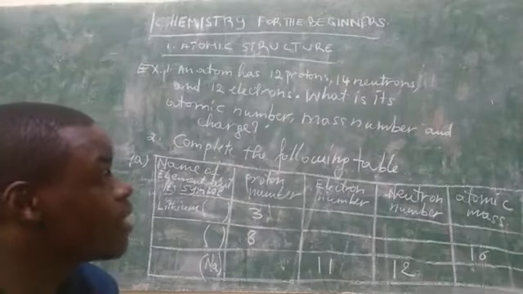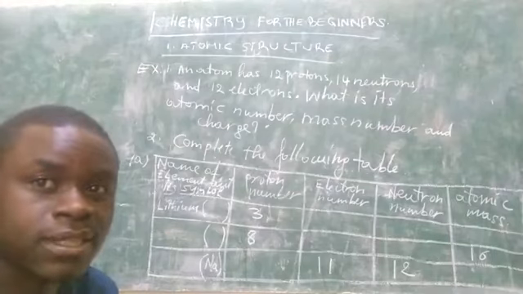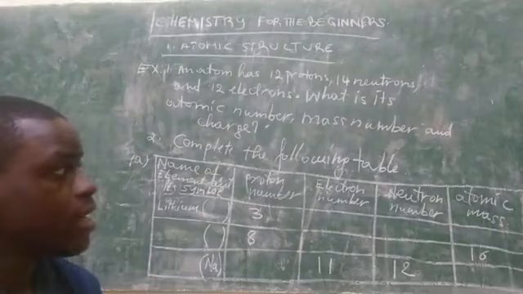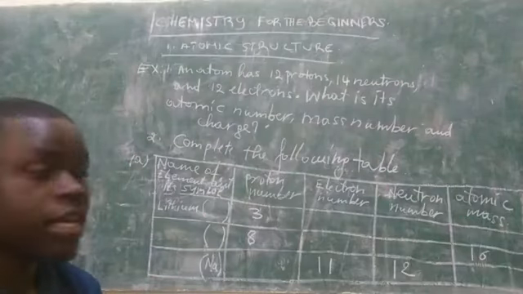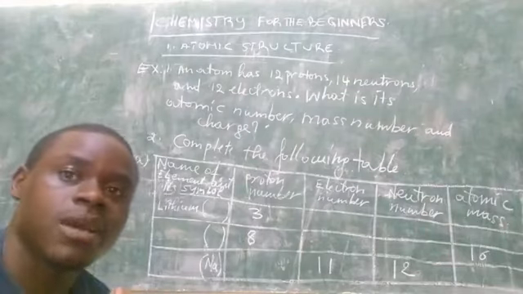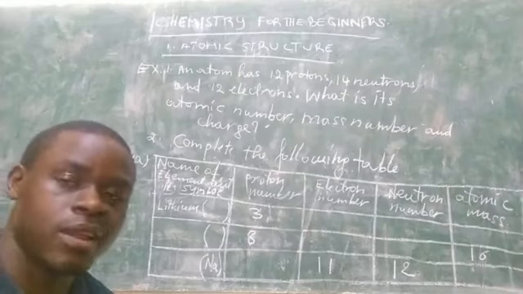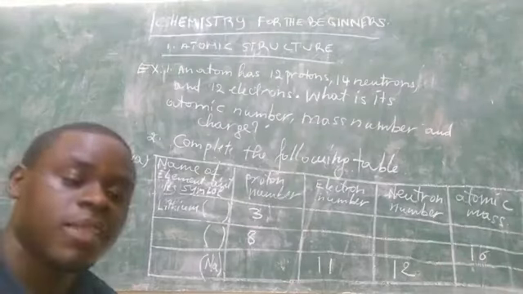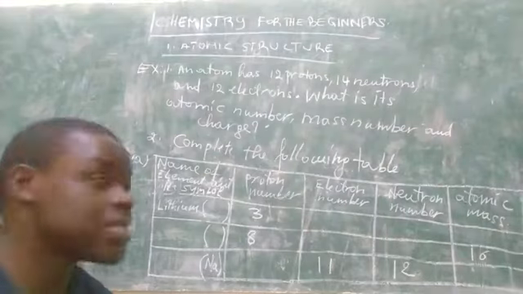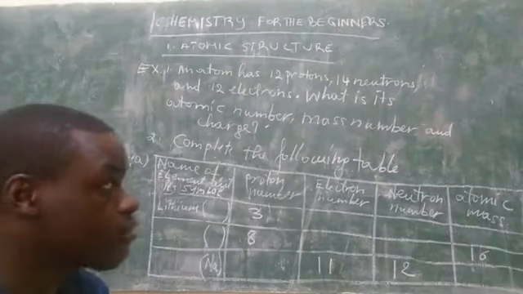And when they say mass number, it is like to say atomic mass, the mass of all atoms. We say that it is equal to the number of protons plus the number of neutrons. So that is the mass number.